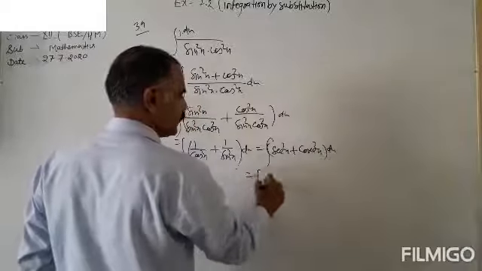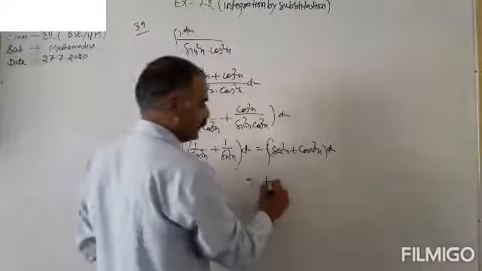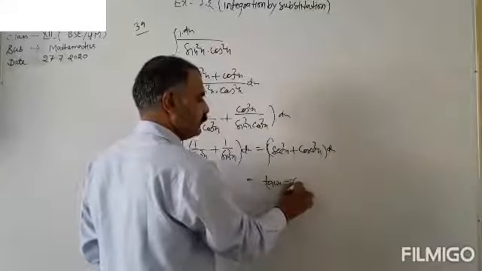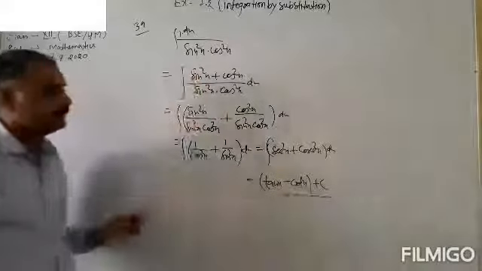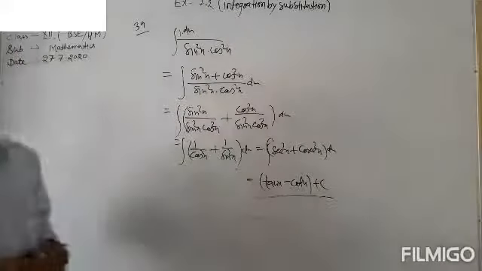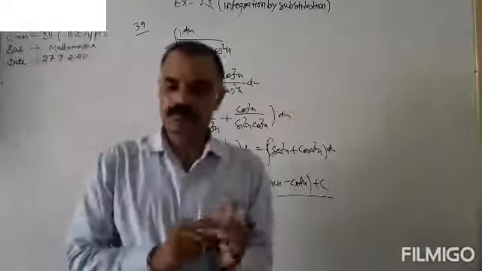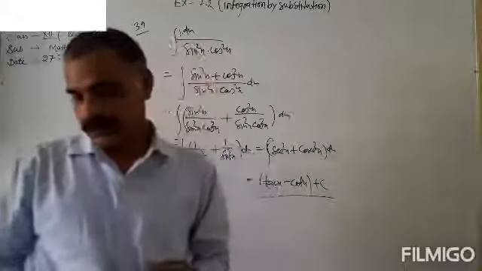Now the integration of sec square x is tan x, plus the integration of cosec square x is minus cot x, plus c. So this is the integration of the given function. And this was the last question, question number 39.